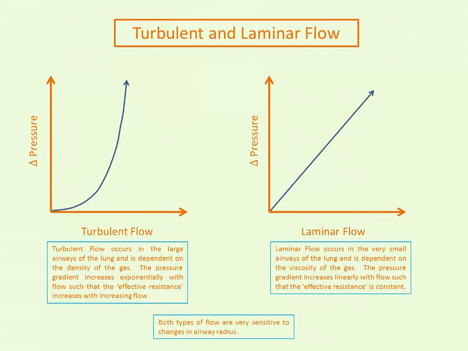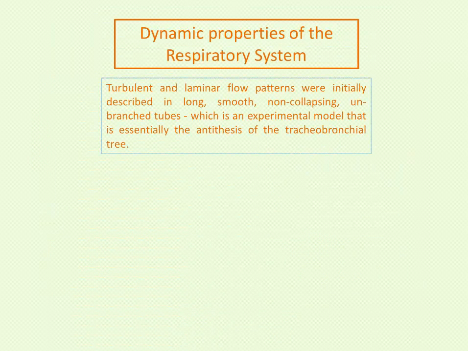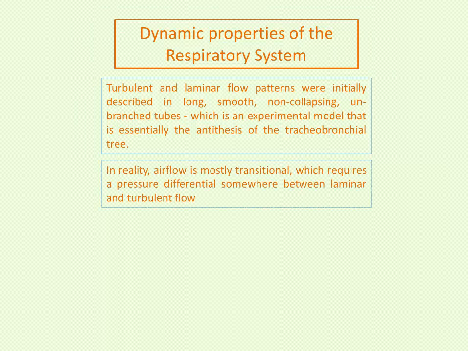Both types of flow are very sensitive to changes in airway radius. That is, if you narrow the airway or lower the radius, you have an exponentially large increase in the effective resistance. Turbulent and laminar flow patterns were initially described in long, smooth, non-collapsing, unbranched tubes, which is an experimental model that is nothing like the tracheobronchial tree. So this application of Reynolds number to the airways is highly artificial.